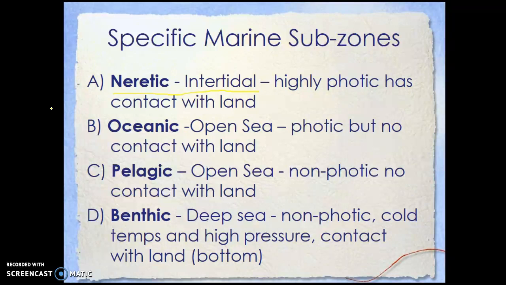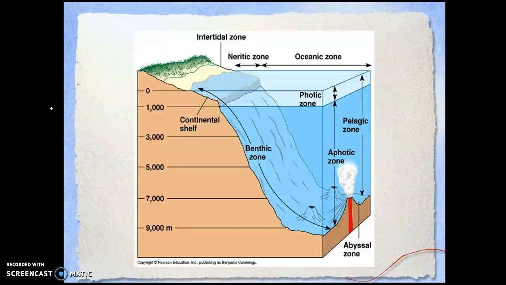Oceanic is open sea, very photic, but no contact with land. The pelagic is going to be open sea. It's non-photic and has no contact with the land. And then the benthic is the deep sea. So we're basically going to have no light, and it's going to be very cold temperatures and high pressure. We are going to have contact with the land though, because we're reaching the bottom.